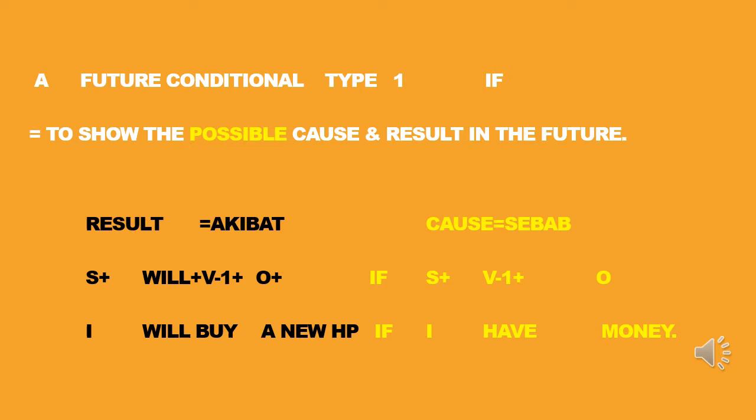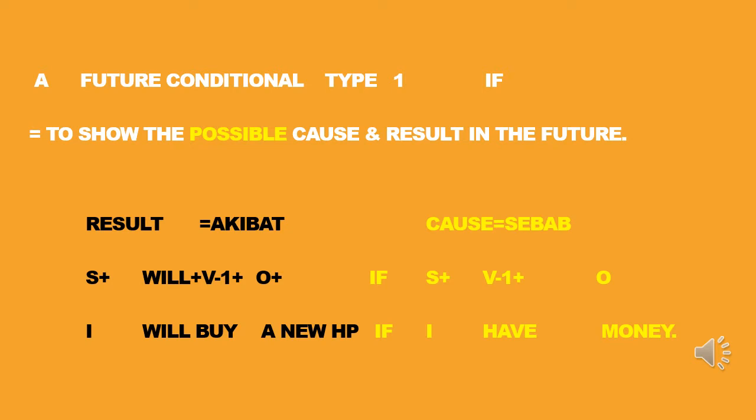Okay? Nah, I comes from subject, will comes from modal, buy is the verb 1, a new handphone is the object. If is the conjunction, I is the subject, have is the verb 1, money is the object.